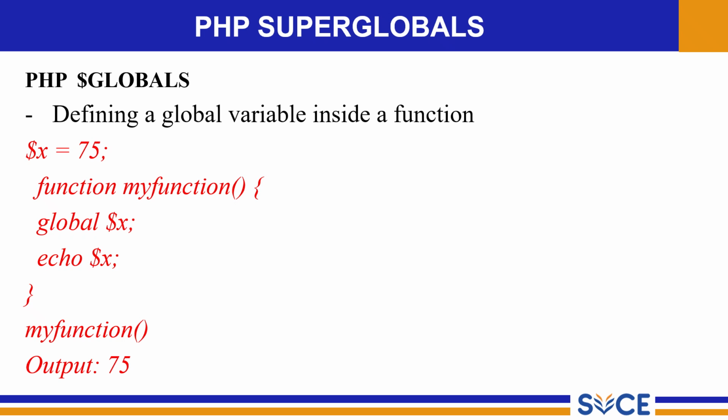Inside the function, global $x tells PHP to import the global variable $x into the local function scope. Without this line, the function would not have access to the global $x. After declaring global $x, the function can now use the same $x defined outside. Then the echo statement will output the value of the global $x, which is 75. myFunction() is the function call which calls myFunction. Inside the function, it echoes the value of the global variable x, which is 75.